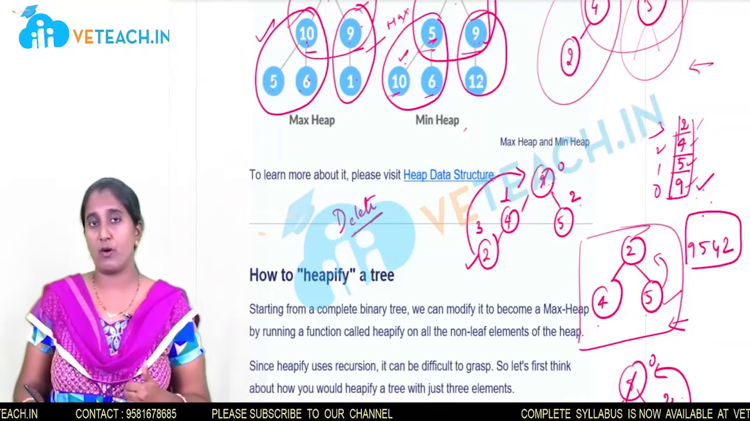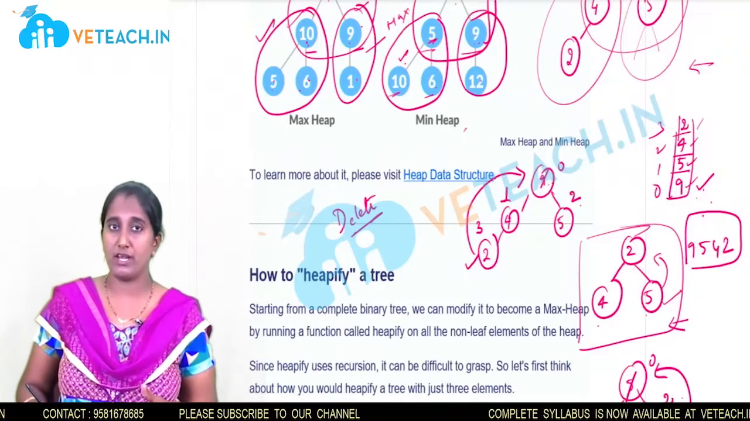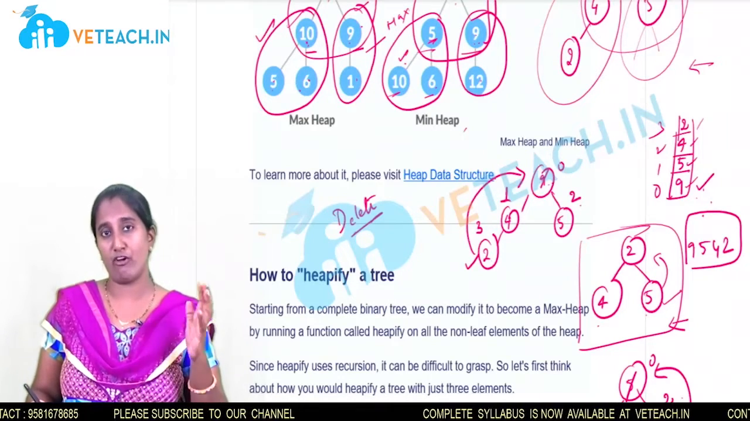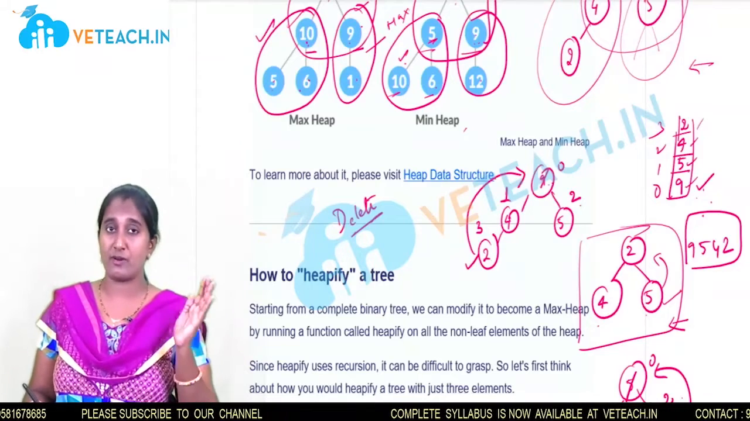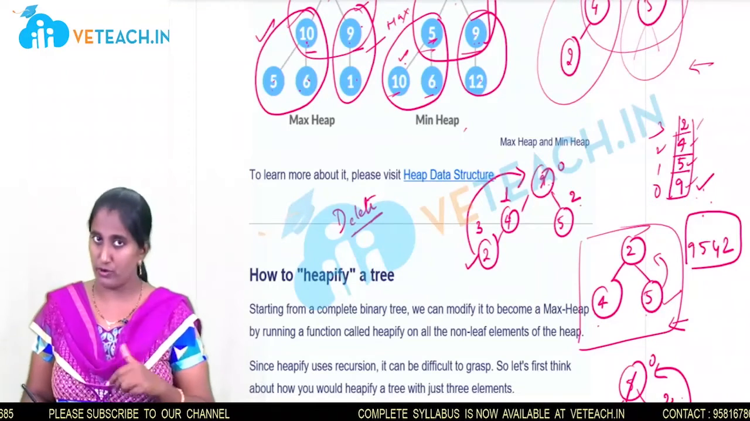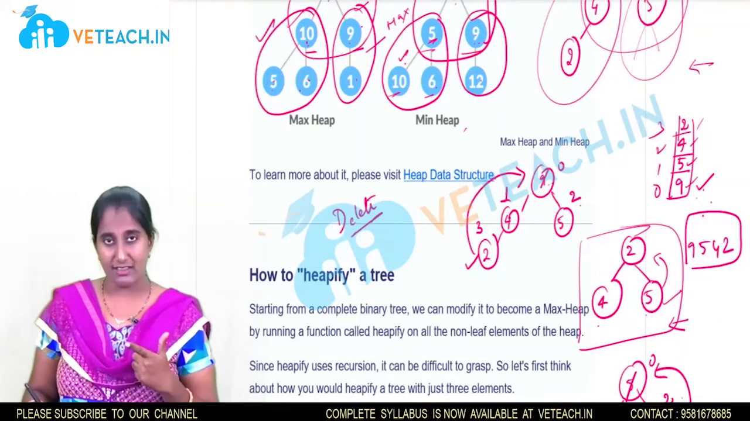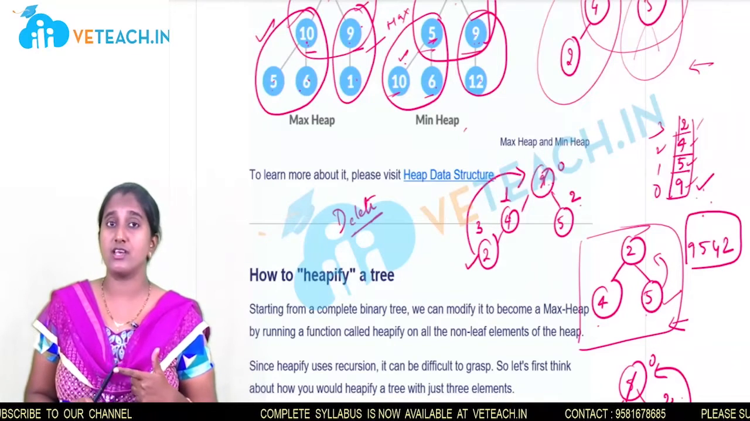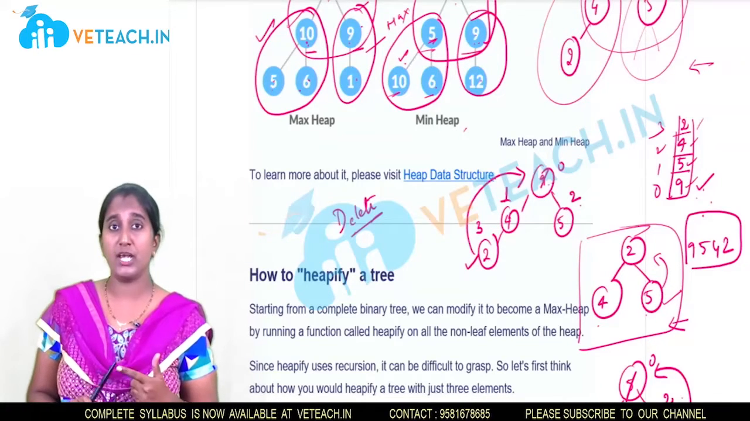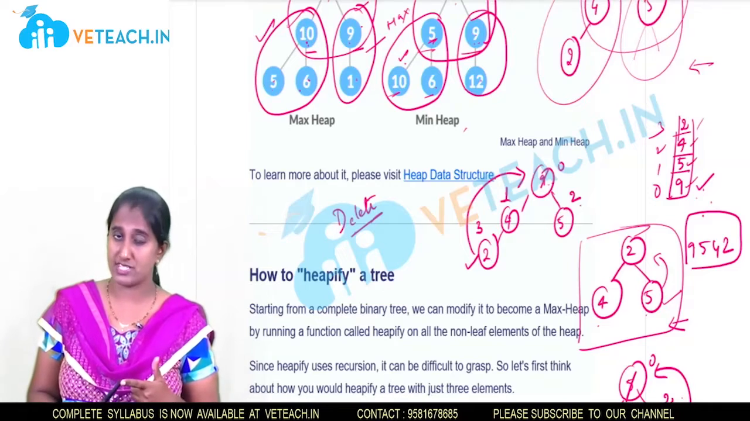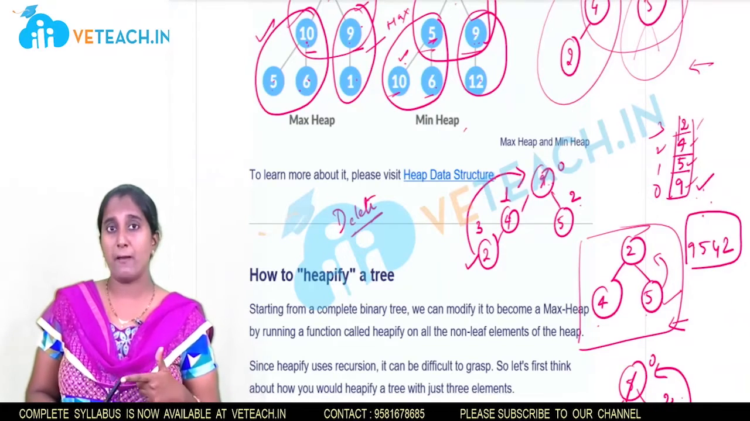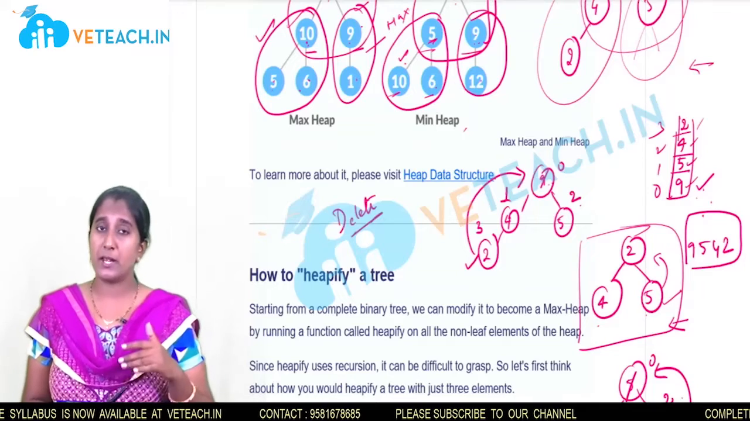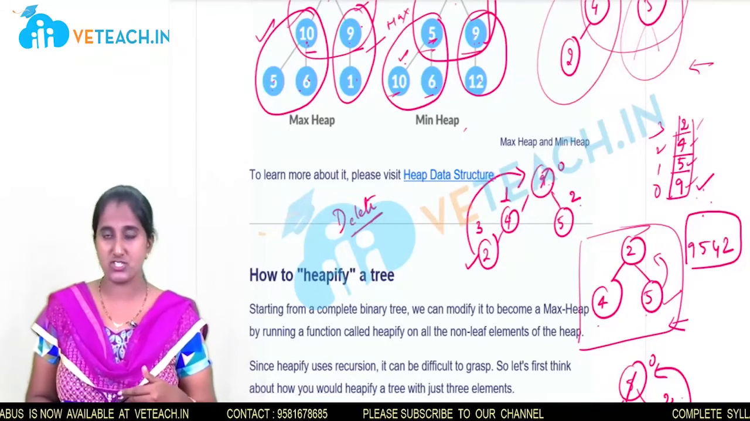Heap sort means, first of all, you should create a tree with the elements by following the complete binary tree. Complete binary tree means you should construct it from left to right. That is the first thing. Second thing is you should check whether the tree satisfies the heap property. Heap property means either it is a max heap or a min heap. Max heap means the parent node should be greater than its child nodes. Min heap means the parent node should be less than its child nodes.